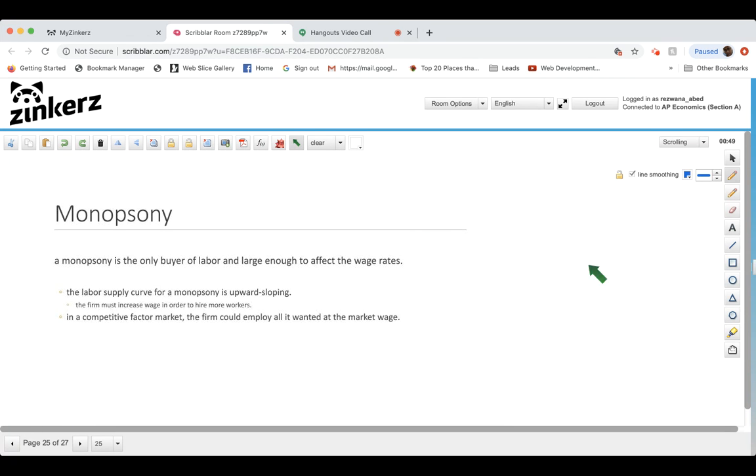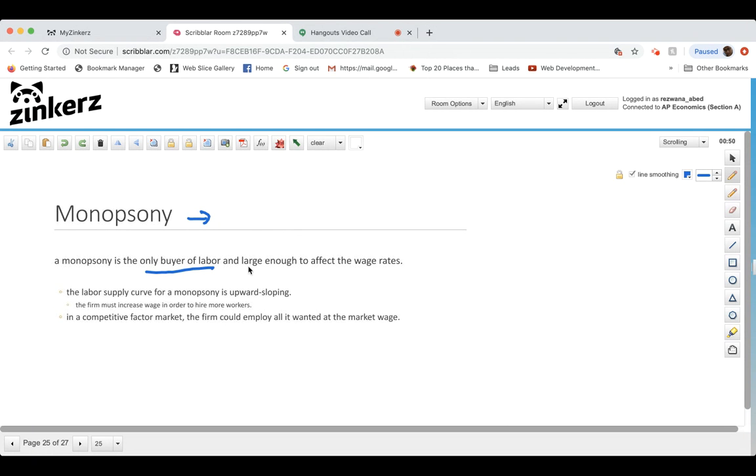All right. So the very last thing we're going to talk about is this imperfectly competitive labor market, or monopsony. Just like we saw in the product market, we had perfectly competitive industries, and we had imperfect competition, which were monopolistic competition and oligopoly. We have a similar idea in the factor market as well, and we call it monopsony. So monopsony is the only buyer of labor in a market. Okay, so they're the single buyer of a resource.